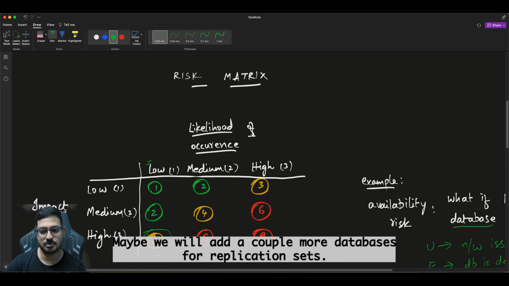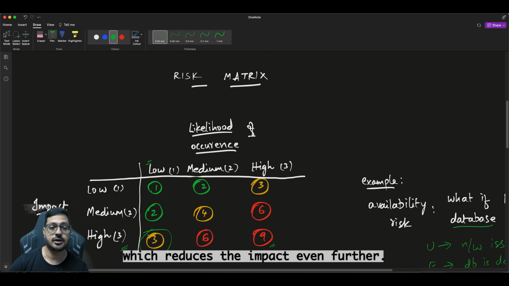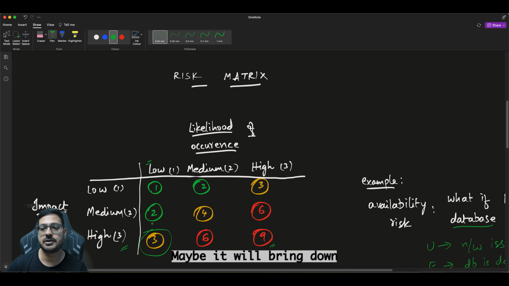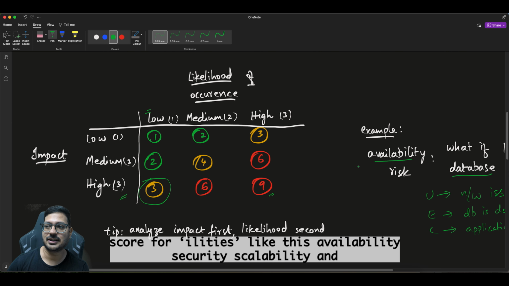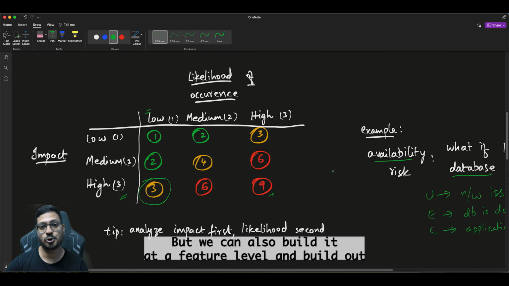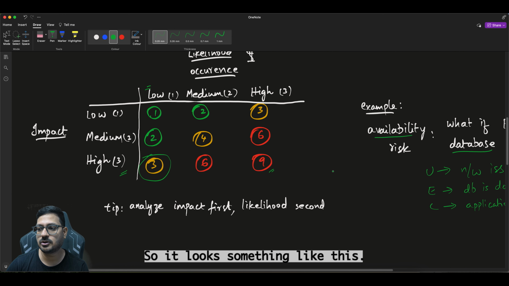Maybe we will add a couple more databases for replication sets, and if one primary database goes down, the secondary database can kick in, which reduces the impact even further. Maybe it will bring down the risk to low as well, right? Then it becomes low impact, low likelihood, right? That's how we can do risk analysis, right? So we can build the risk score for ilities like this: availability, security, scalability, and so on. But we can also build it at a feature level and build out a big risk assessment matrix for everything in my system architecture. So it looks something like this.